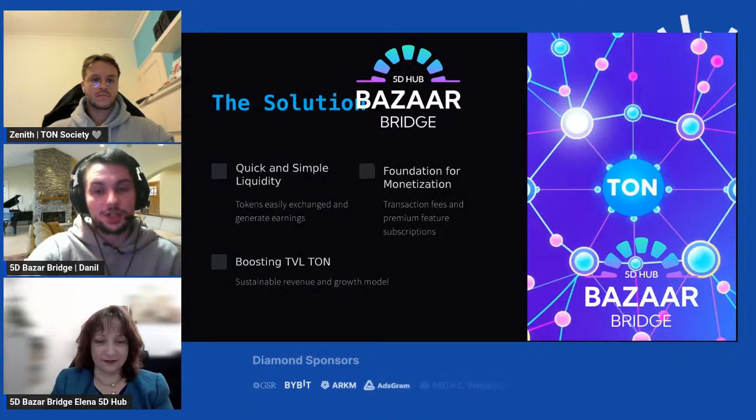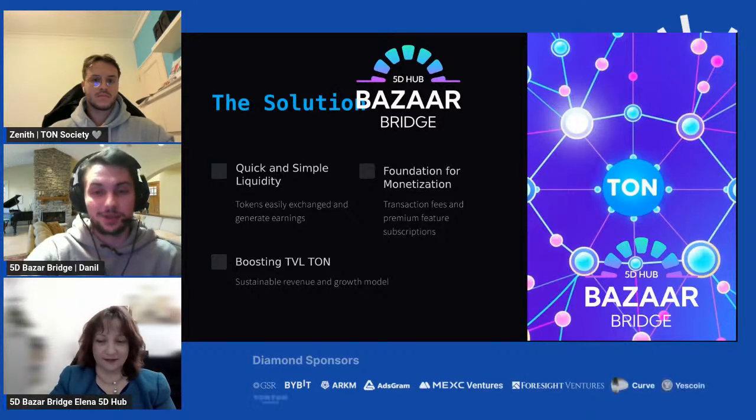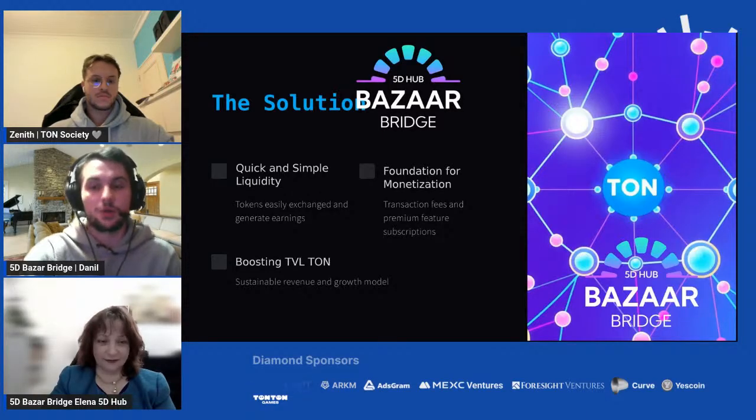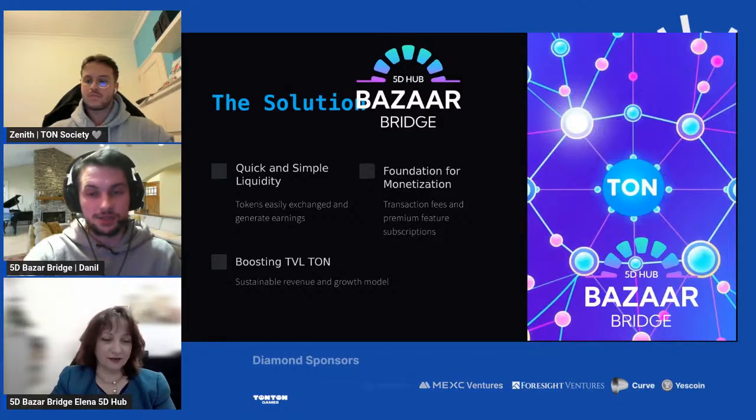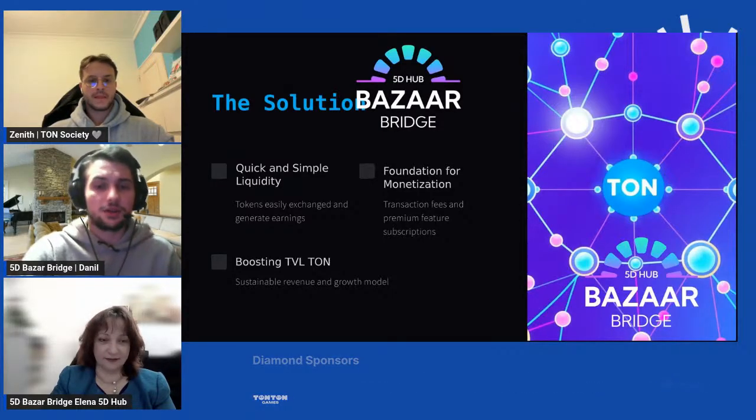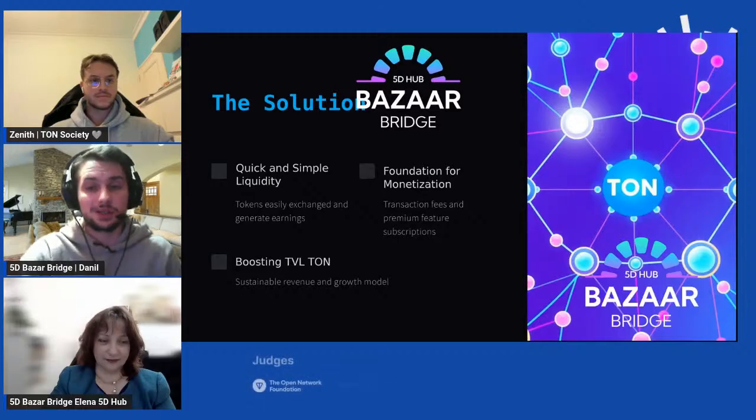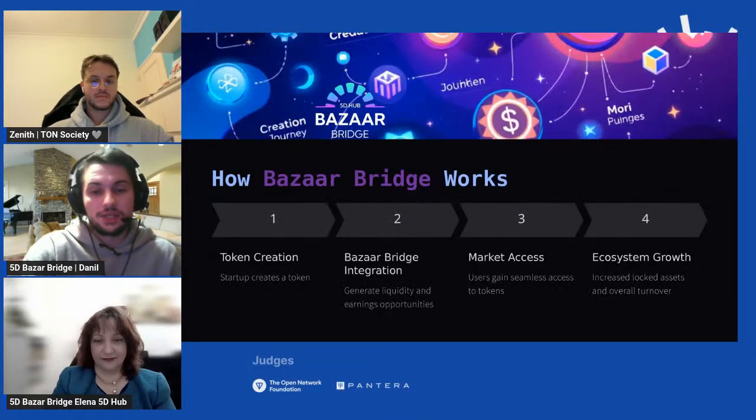With Bazaar Bridge, liquidity becomes quick and simple. Our goal is to make tokens accessible and profitable for the growth of total value locked on Ton. The platform provides the foundation for monetization with simple fees and premium options. We streamline the process for easy exchange to generate earnings. This not only boosts TVL for Ton, but also sets a vital revenue and growth model. Bazaar Bridge integrates the utility of tokens into everyday startups for quick monetization and liquidity.